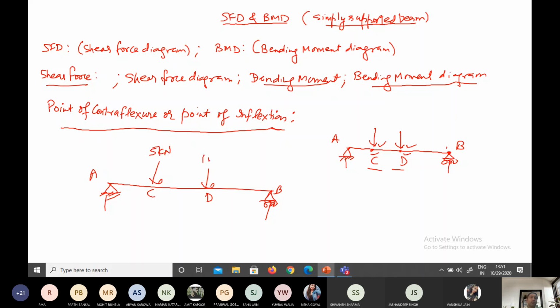So what do you have to do in this? First of all, you have to make the shear force diagram. While making the shear force diagram, we will take a section here, or if you don't want to take a section, there is no issue in that. We have to see that at every point, at point A, point C, point D, and point B, there is a change in the force. Fine.